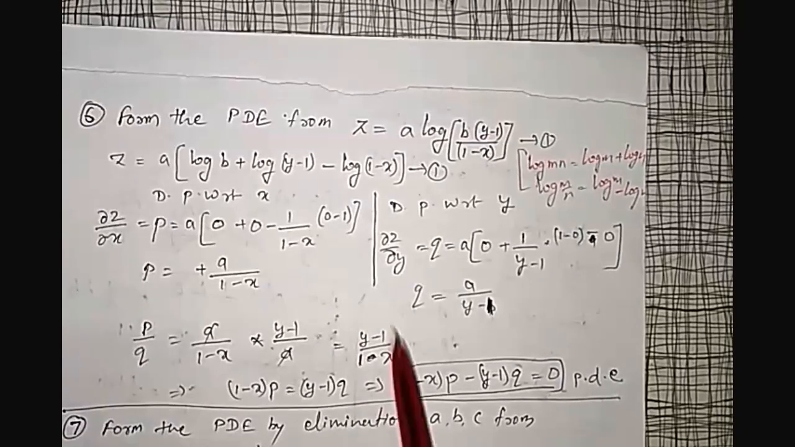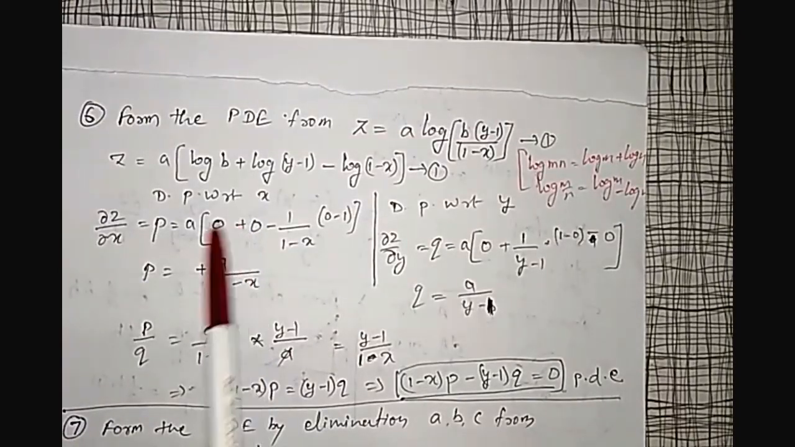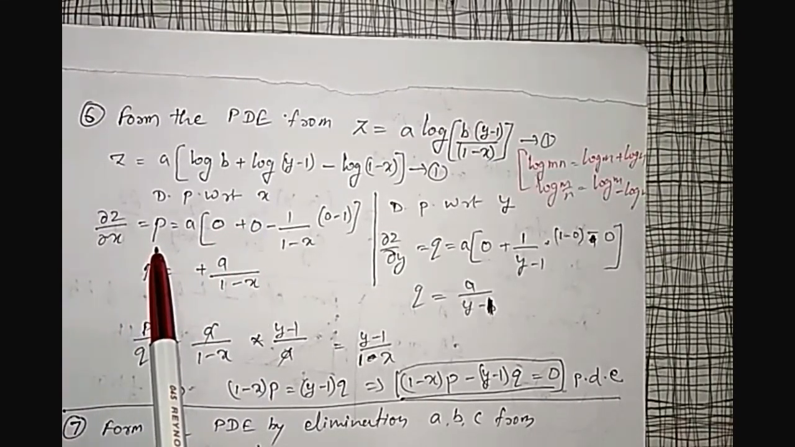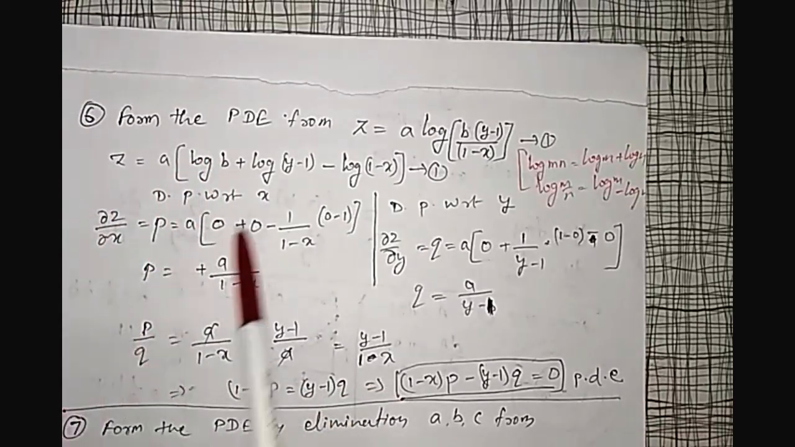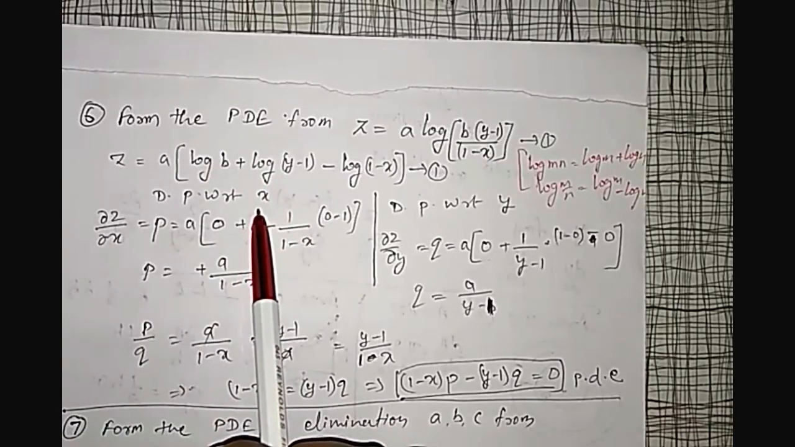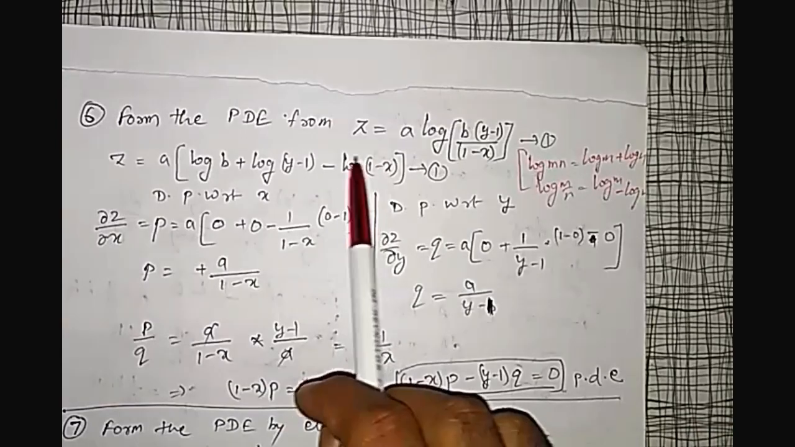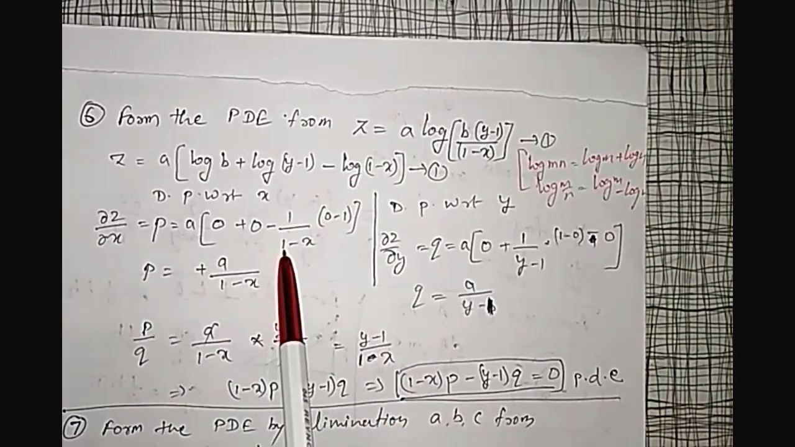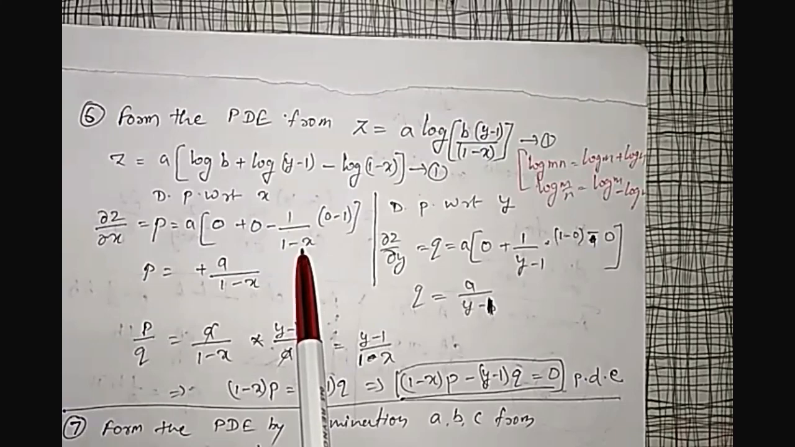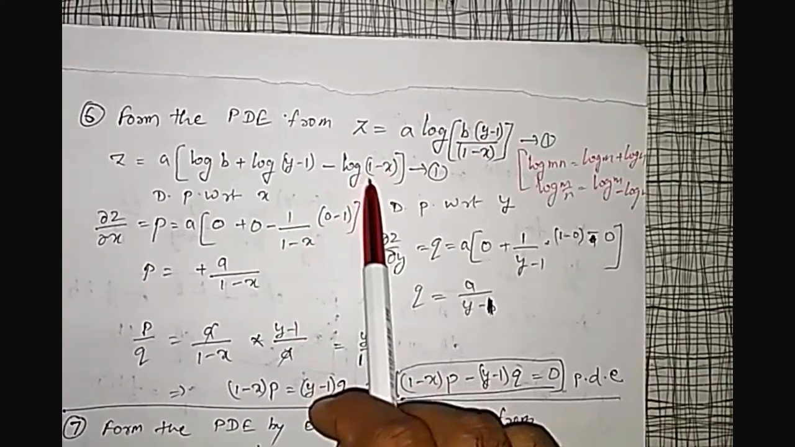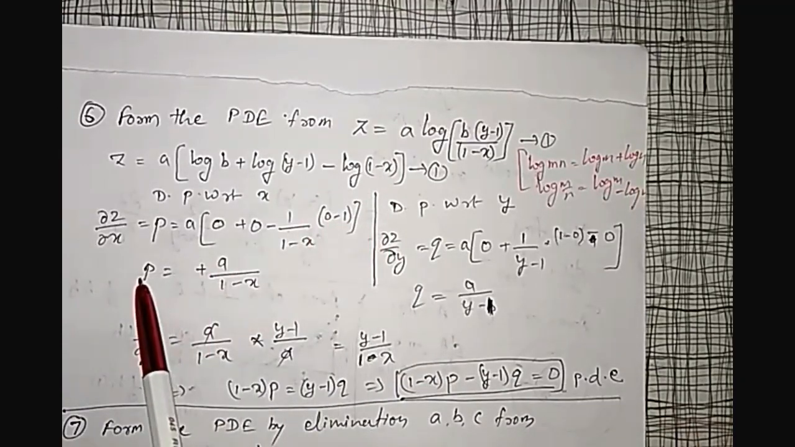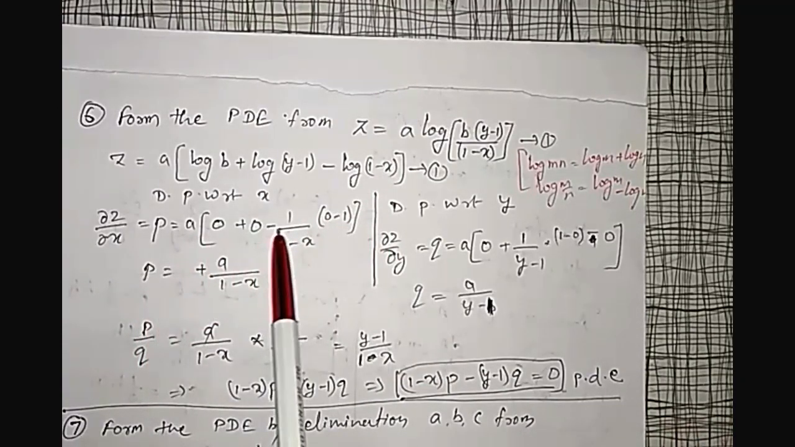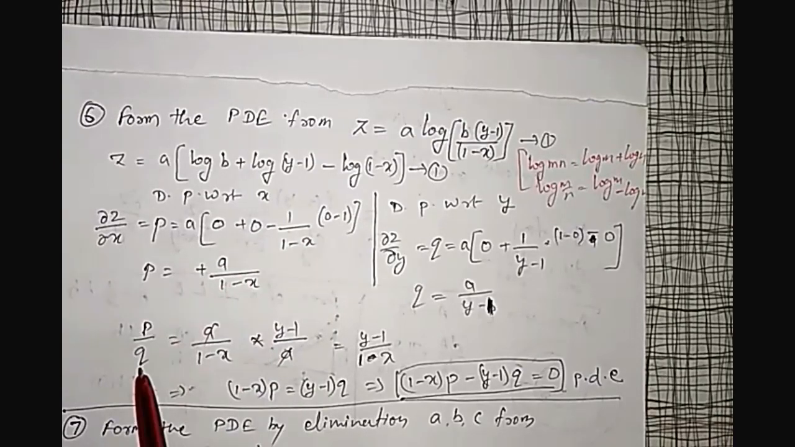Therefore, differentiating partially with respect to x, dou z by dou x, that is p, is equal to a into log b, constant, 0. Differential of log of y minus 1 is also 0, because we are differentiating partially with respect to x. Therefore, differential of log of 1 minus x is 1 divided by 1 minus x into differential of 1 minus x. Differential of minus x is minus 1. After simplifying, p is equal to a divided by 1 minus x.